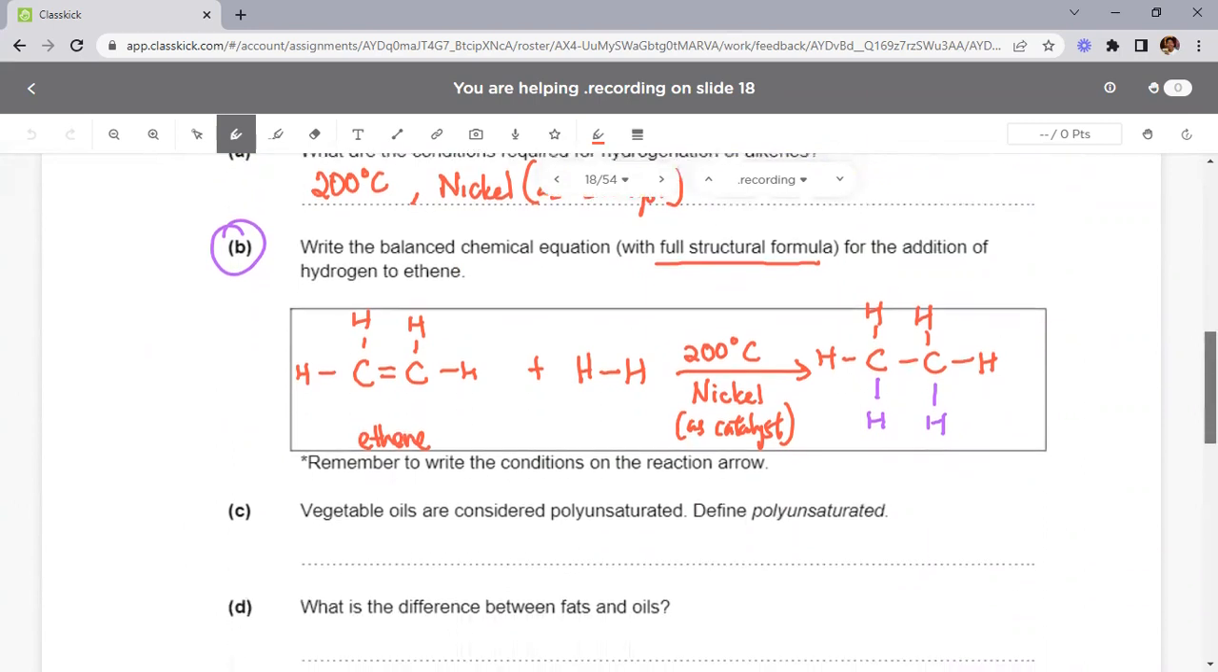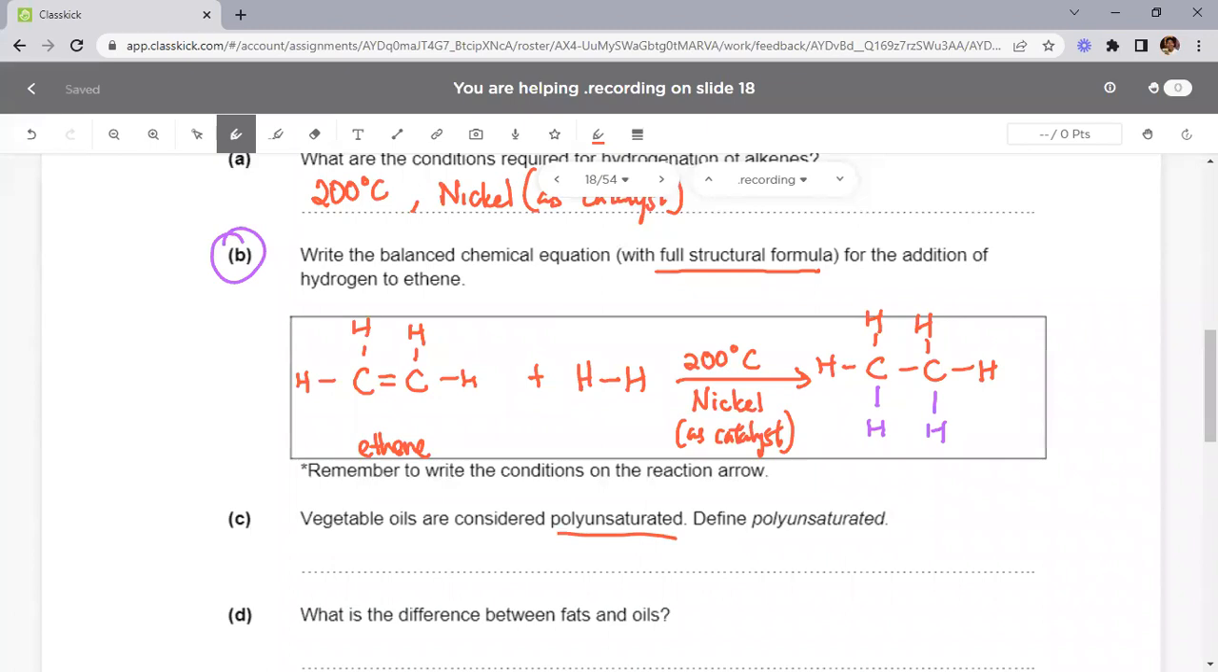So vegetable oils are considered polyunsaturated. As I mentioned, alkenes, okay, they contain a C double bond C, that's why they're unsaturated, right? So vegetable oils are considered polyunsaturated really because they contain C double bond C. So the unsaturated part tells you about C double bond C. How about the word poly? Poly means what? 2 or more. So if I were to combine these two, okay, so what exactly is polyunsaturated?